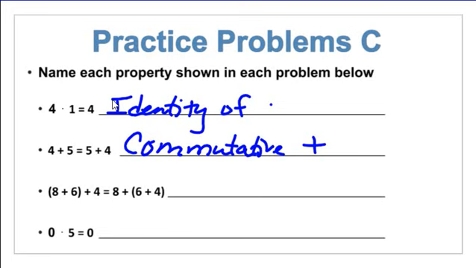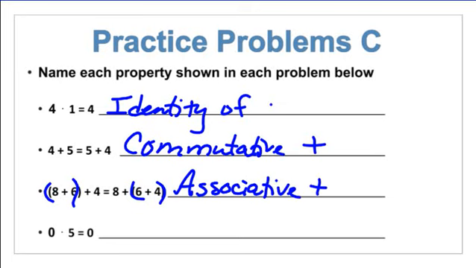The next one, the numbers are still in the same order, but there's parentheses. And they're grouping it, and the parentheses moves from 8 plus 6 to the 6 plus 4. The answers are still the same, so this is the associative property of addition.